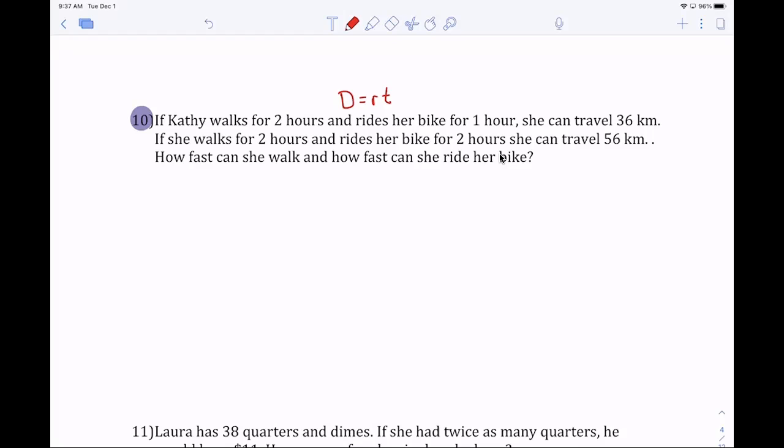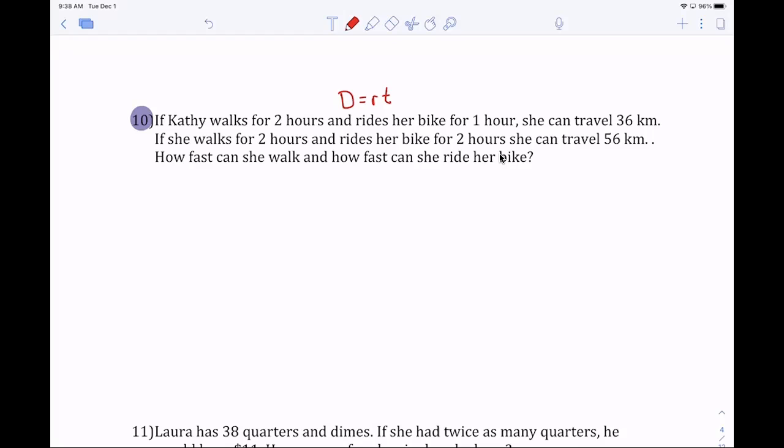All right, create your own problem. If you're unsure about the formula, distance equals rate times time, correct? So Kathy walks for 2 hours. Do I know how fast she's walking? No, I don't. But I want you to know that if she walks for 2 hours and she rides her bike for 1 hour, she can travel 36 kilometers.